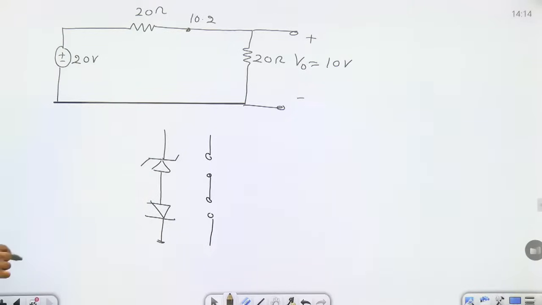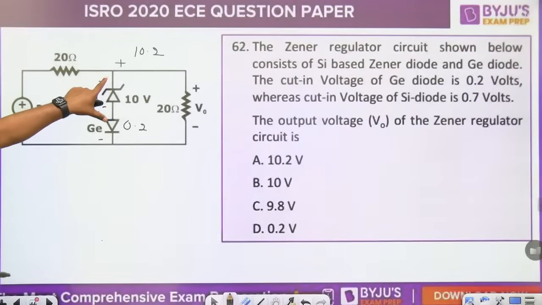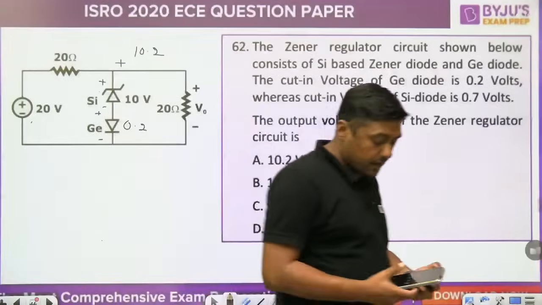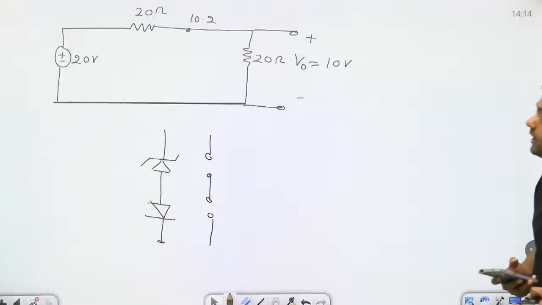So always you have to check whether sufficient voltage is present here or not. So guys, this is the answer for this question. Okay, so those are the questions from analog, guys.